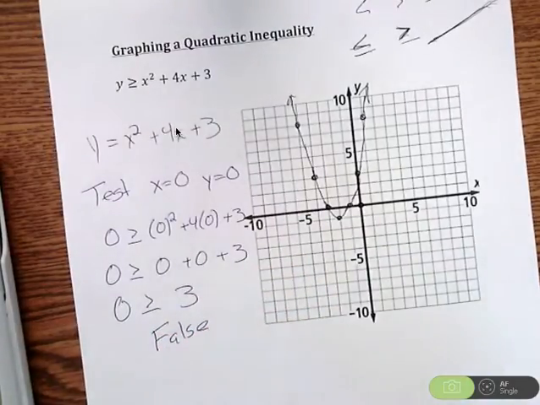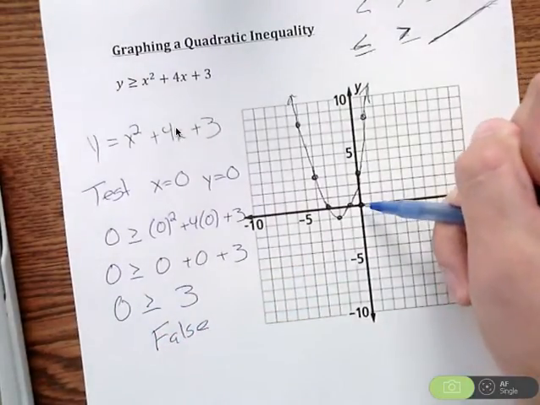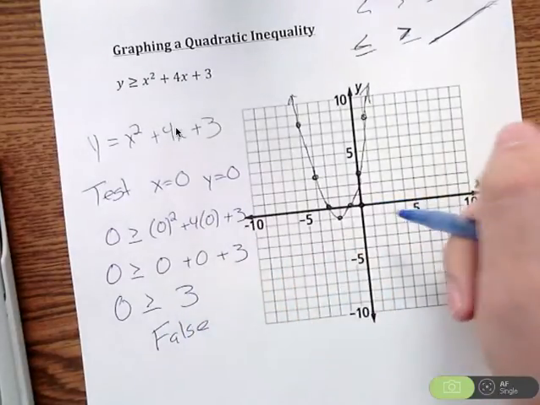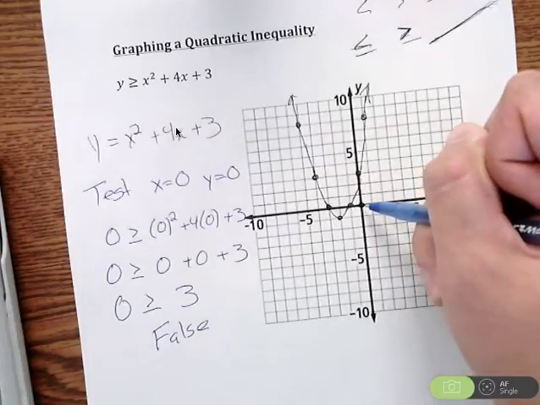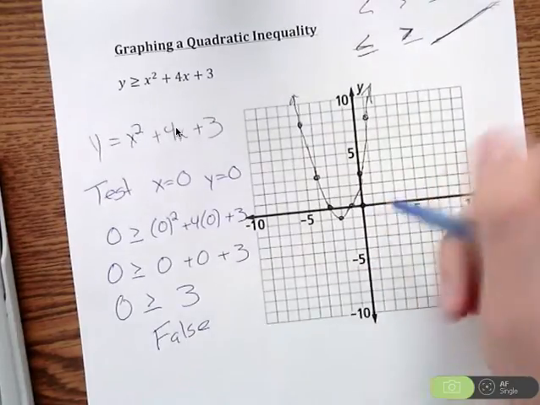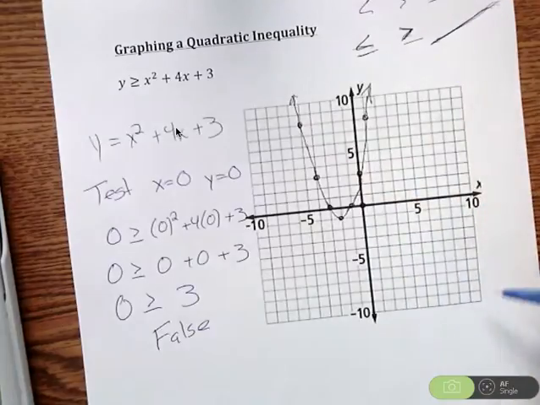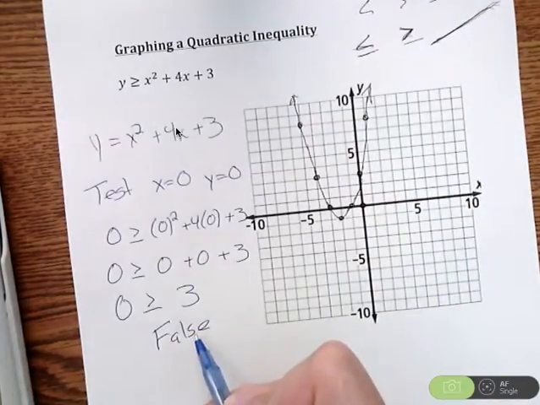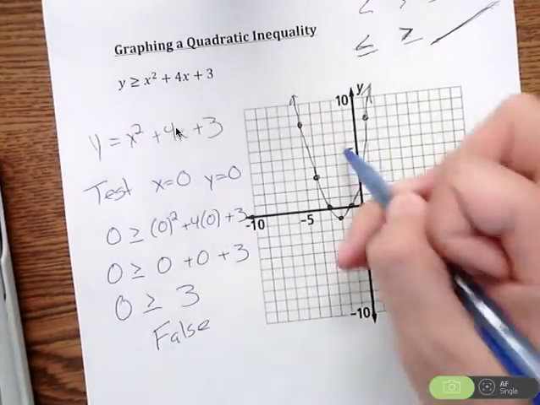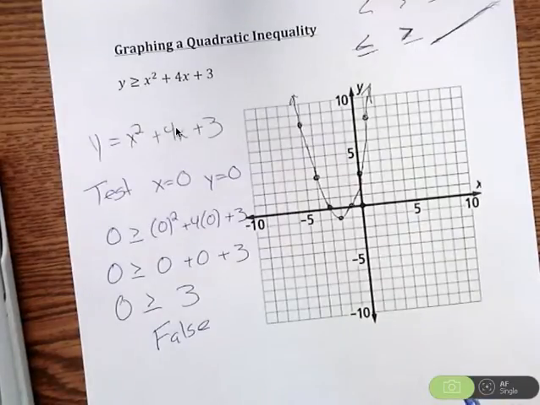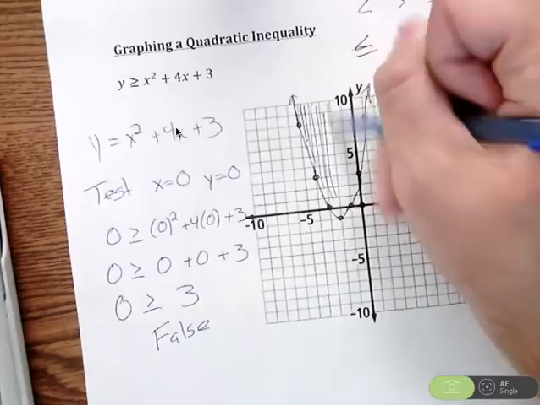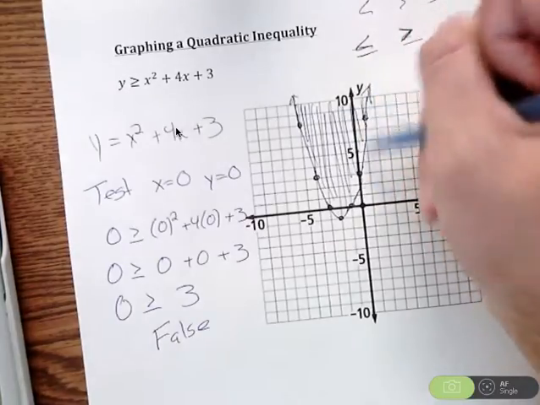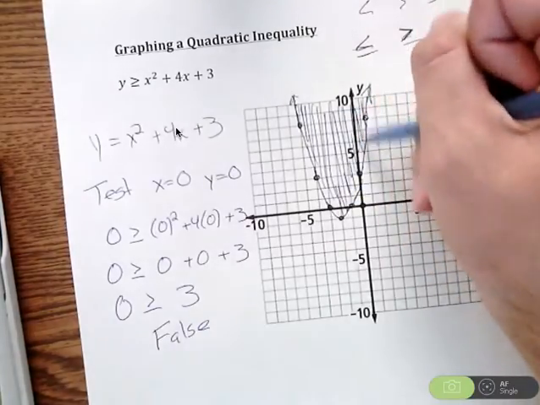Because it's false, I'm going to shade on the opposite side. So if I would have gotten a true statement, I would have shaded on the same side as the point I just tested. So I just tested 0, 0. If it was true, I would be shading on the outside here. But because it is false, I'm going to go the other side. So I'm going to go on the inside. I'm going to lightly shade all of the area on the inside.